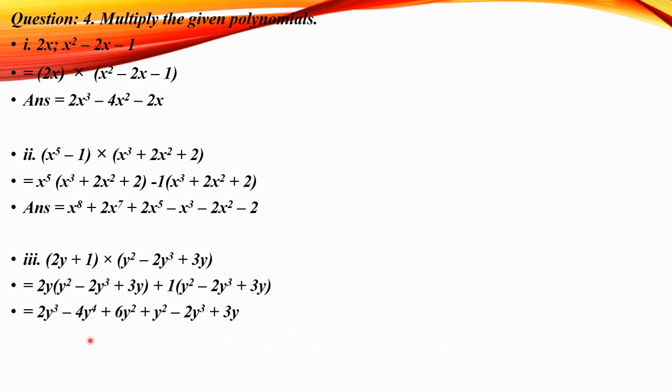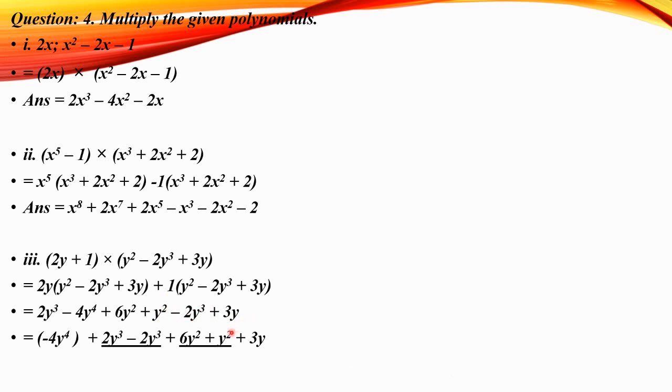So when you multiply, we get 2y raised to power 3, adding 1 and 2 of these variables, we get 2y raised to power 3. 2y into minus 2y raised to power 3 will become minus 4y raised to power 4, plus 2y into 3y, we get 2 into 3 as 6 and y raised to power 2. Here multiplying with 1, we are getting y raised to power 2 minus y raised to power 3 plus 3y.